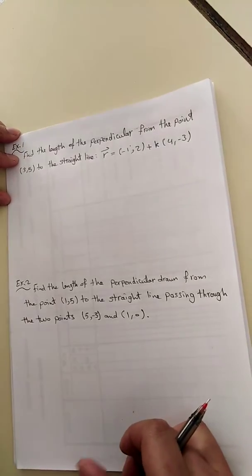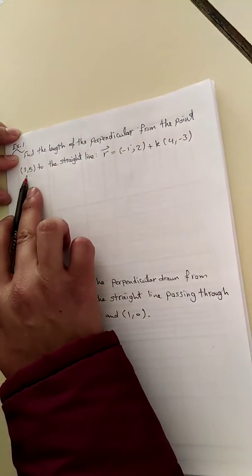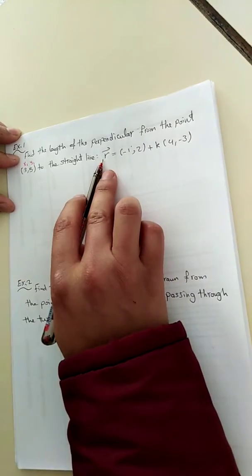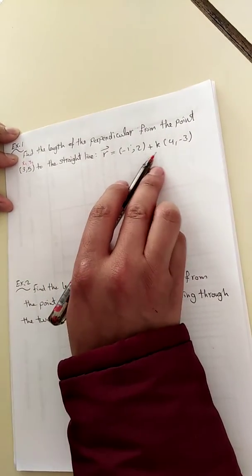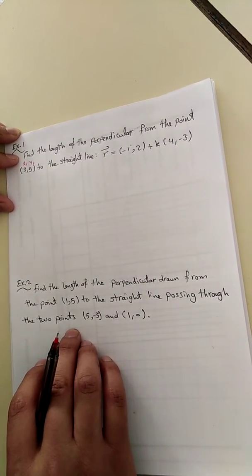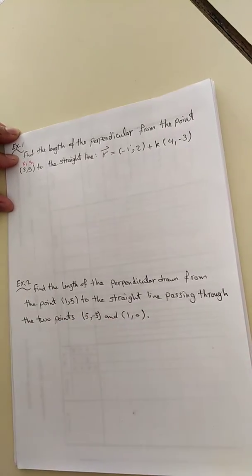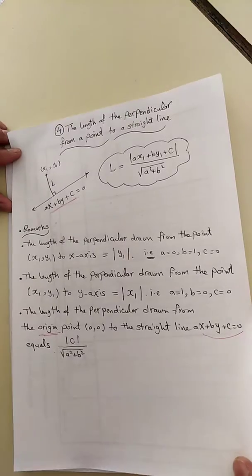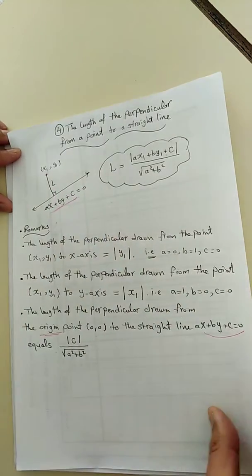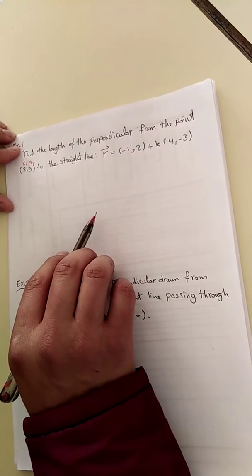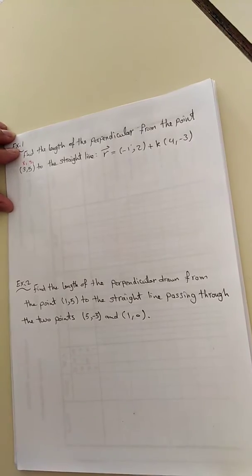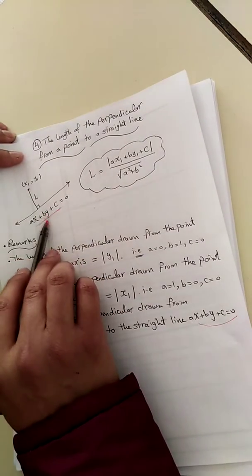Example number 1. Find the length of the perpendicular from the point (x1, y1) to the straight line r equals (-1, 2) plus k times (4, -3). We don't have here the equation of the straight line. The equation of the straight line must be in this form. How can we get this form?